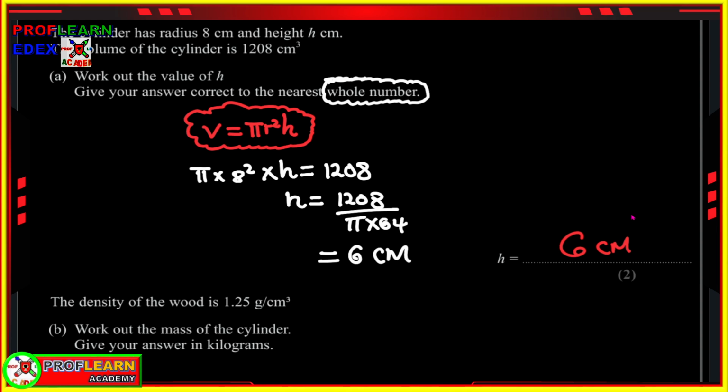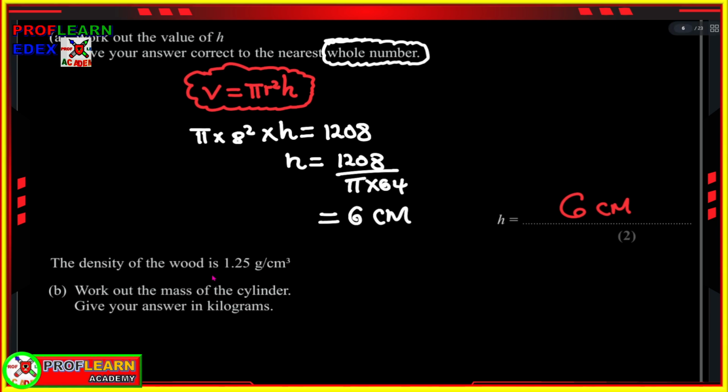The density of wood is 1.25 grams per centimeter cubed. Work out the mass. We know that density is equals to mass over volume.